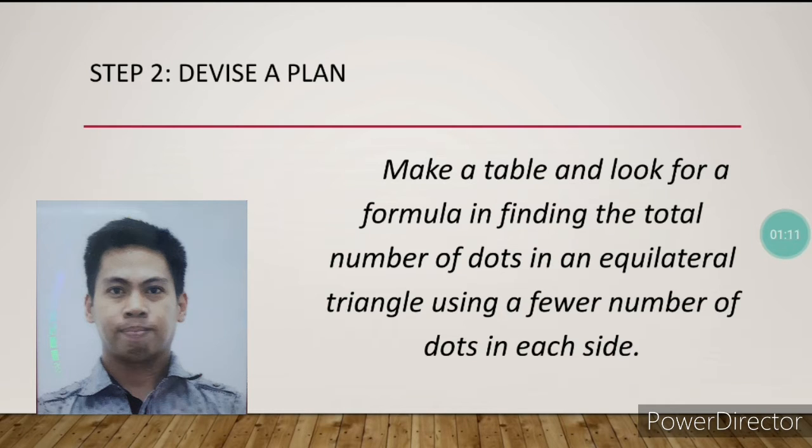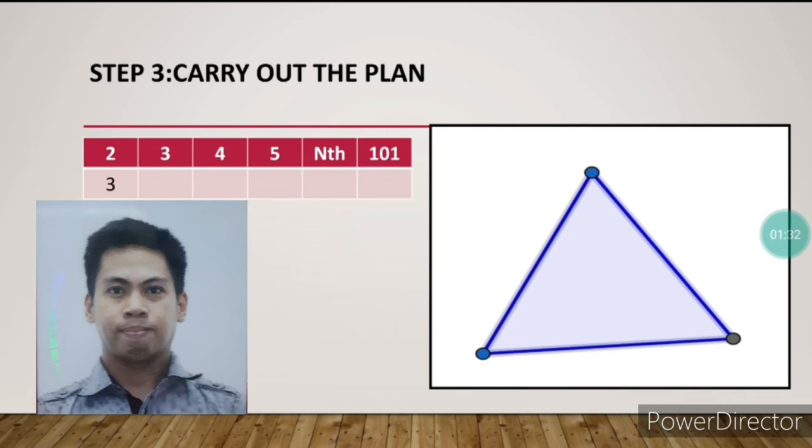Step 2 is to devise a plan. In order to solve the problem, we will make a table and look for a formula in finding the total number of dots in an equilateral triangle using a fewer number of dots in each side. Step 3 is to carry out the plan.